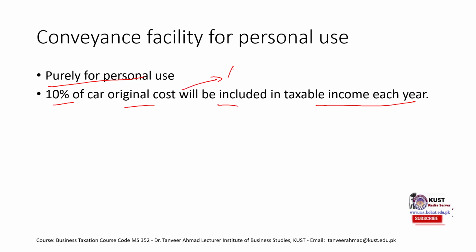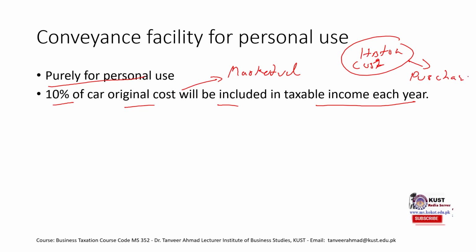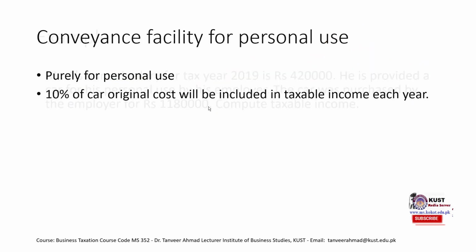Remember, there is a difference between market value and the historic cost or the original cost. Historic cost is the amount at which the car was purchased. The market value is the amount at which the car would currently sell for, right? So let's have an example.